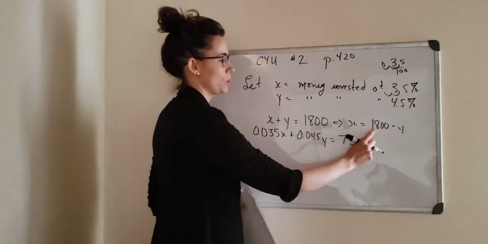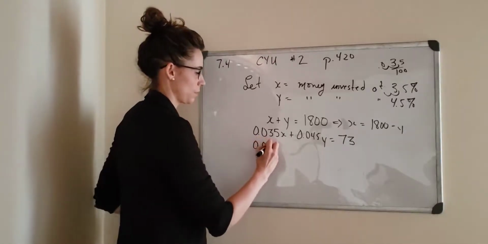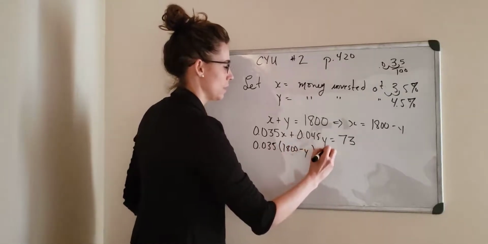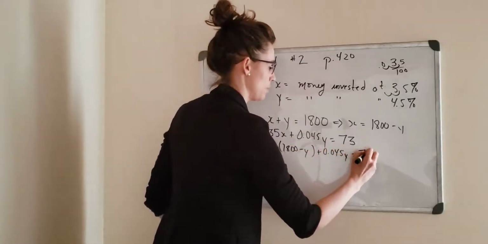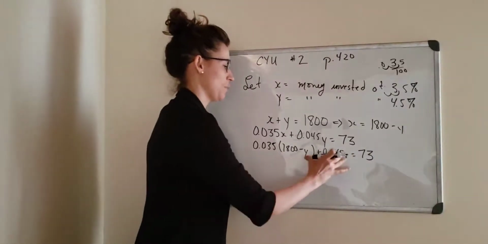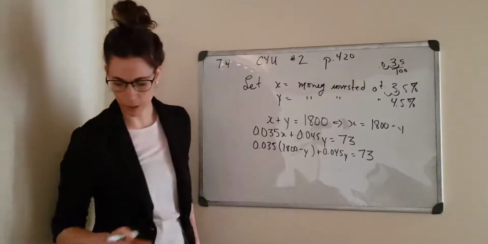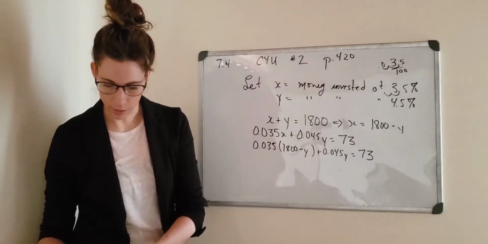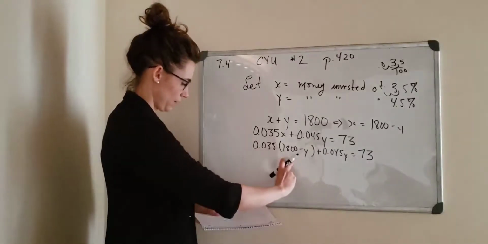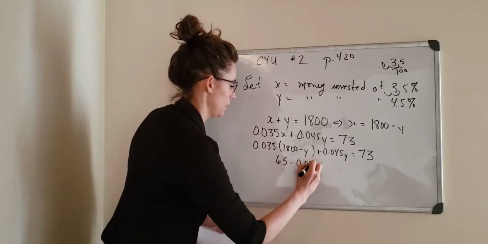Now I'm going to substitute this down here every time I see an x. So 0.035, there's an x, so I'm going to put in 1,800 minus y, plus 0.045y equals 73. You know you've done it right, especially if you have just one variable now. That's the whole point of substitution. Let's multiply these out. 0.035 times 1,800, you can use your calculator for that. Again, you're using the distributive property here.